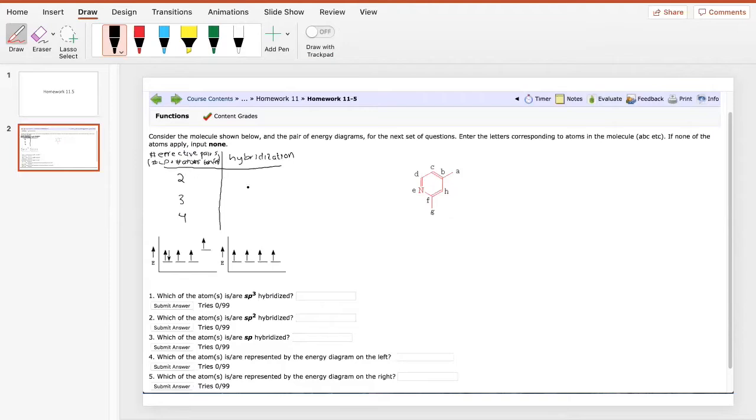If something has 2 effective pairs, then it'll be sp hybridized. If it has 3 effective pairs, then it will be sp2 hybridized. And if it has 4 effective pairs, then it will be sp3 hybridized. Organic molecules tend to leave out hydrogens that are bound to carbons. They're implied, and so it's our job to know that they're there. It personally helps me to draw them in just to see them sometimes.